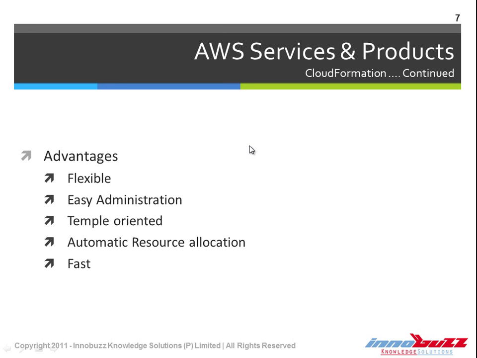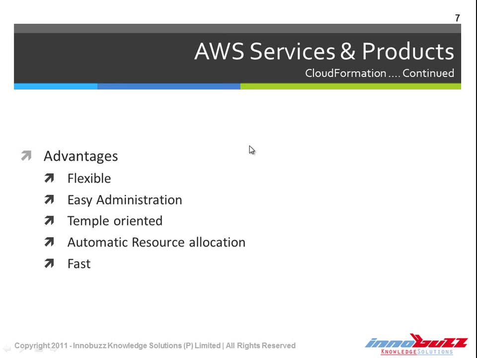A developer, let it be a PHP or a Java developer who is well versed with JSON, can go ahead and write the template from scratch and can create his or her CloudFormation in a single stack for running the application. And it has automatic resource allocation. As per the JSON script that we upload or as per the sample that we select, resources like S3, EC2, load balancer, or even Elastic MapReduce will all be allocated automatically based on the script or the template that we give.